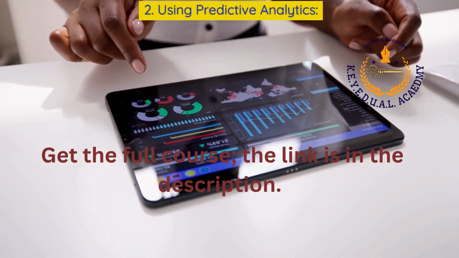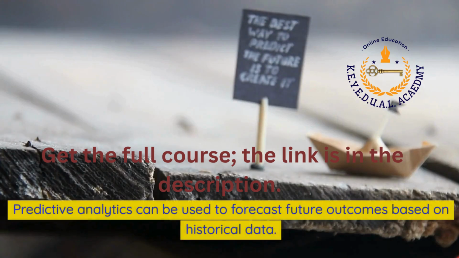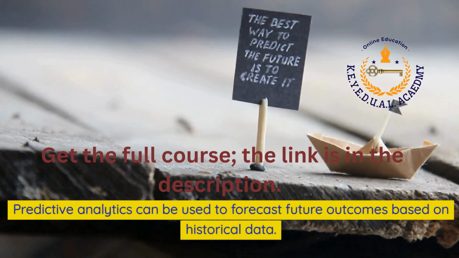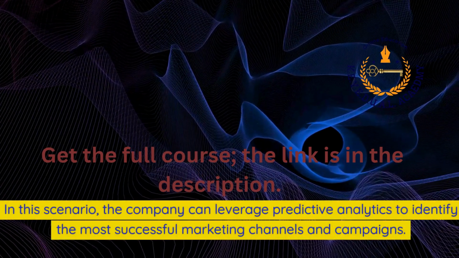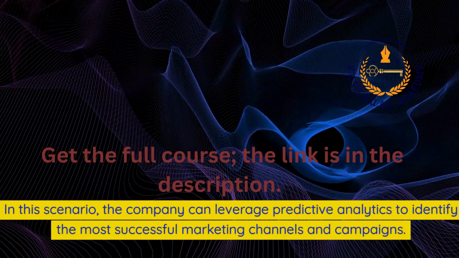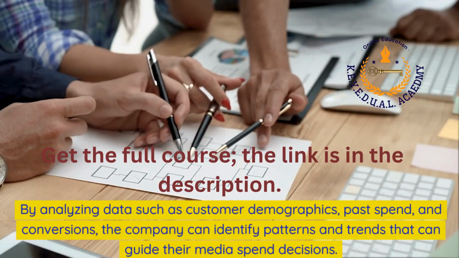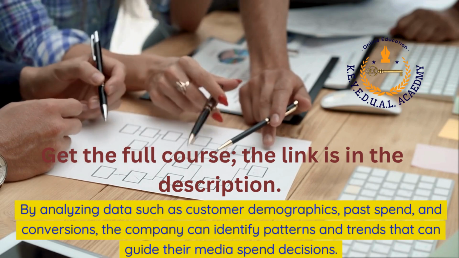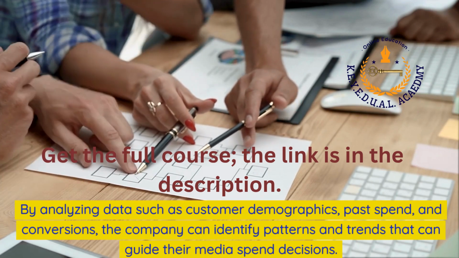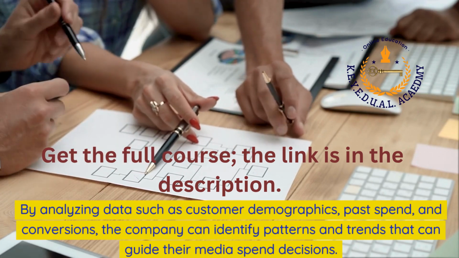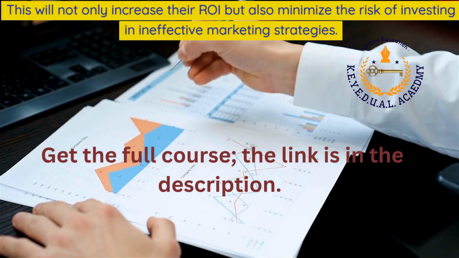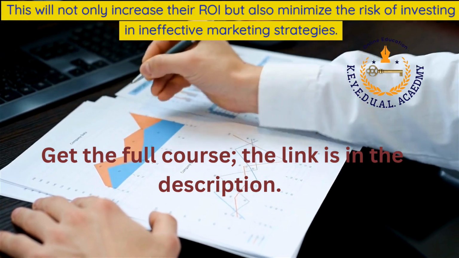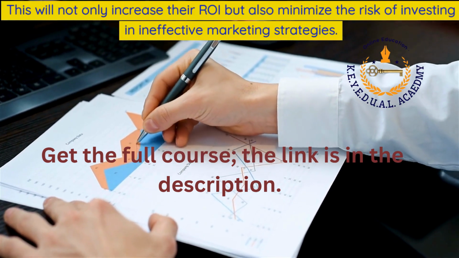2. Using predictive analytics. Predictive analytics can be used to forecast future outcomes based on historical data. In this scenario, the company can leverage predictive analytics to identify the most successful marketing channels and campaigns. By analyzing data such as customer demographics, past spend, and conversions, the company can identify patterns and trends that can guide their media spend decisions. This will not only increase their ROI but also minimize the risk of investing in ineffective marketing strategies.